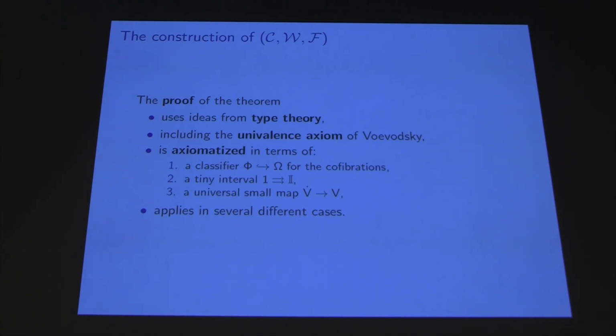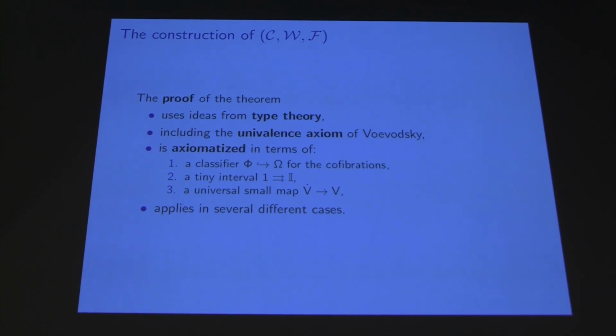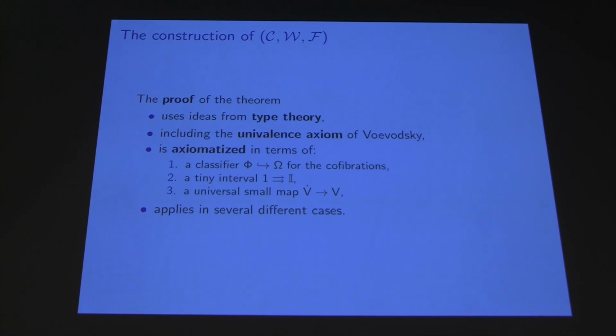And the way this works is we axiomatize the construction. There are basically three steps. There's a classifier for the cofibrations. There's the interval, which has this tininess property, which I mentioned. And then there's a universal small map, maybe a little reminiscent of some ideas coming from algebraic set theory, at least for me. It plays a role also in the type theory to have a universe in the sense of Martin-Löf. And these are the basic ingredients which will give rise to the model structure.